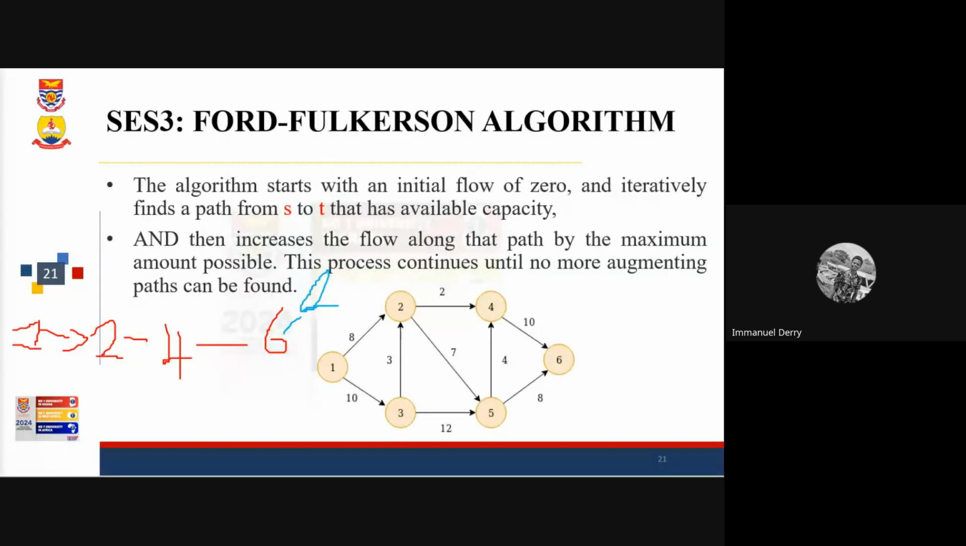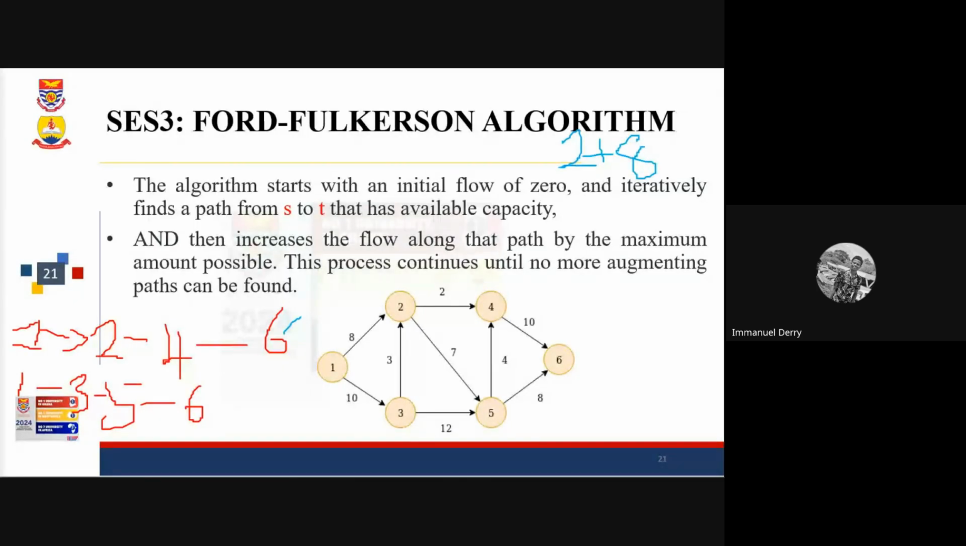Do we still have any other augmenting path? Yes, please. 1 to 3, 3 to 5, and then 5 to 6. So what is the least flow? It's 8. So we have 8 over here, so plus 8.